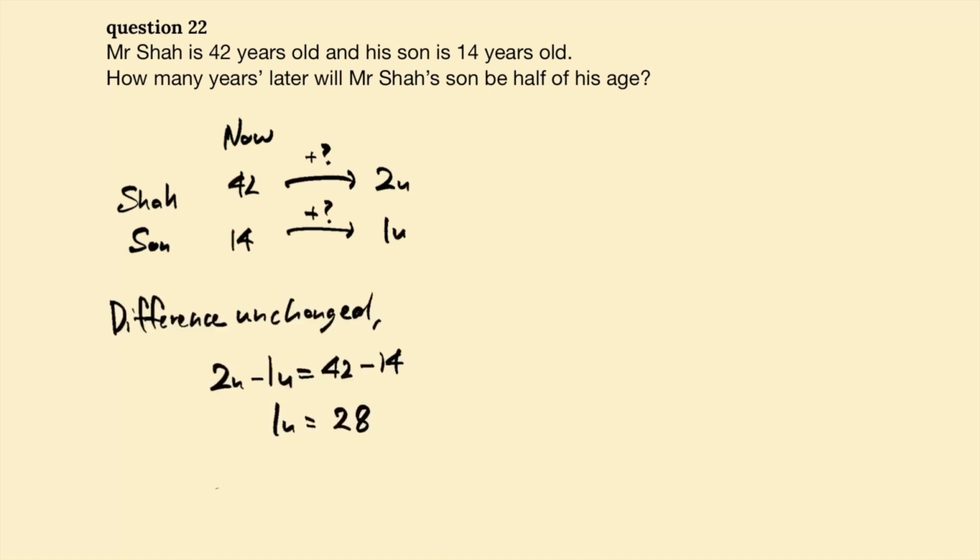So we have 2u minus 1u. 42 minus 14, that's 1u equals 28. Well, in how many years' time is that? That will be 28. 1u is 28, minus 14. That will be in 14 years' time.